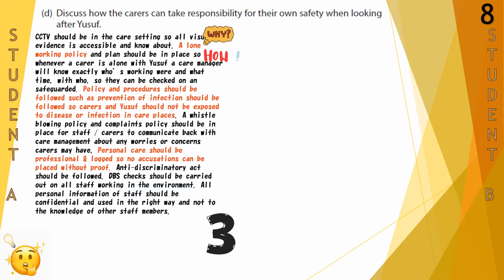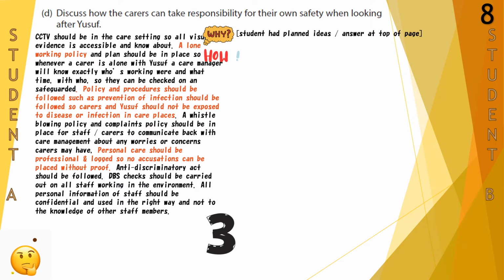And you can kind of see where those 3 marks have come from. Lone worker policy is mentioned. Prevention of infection is probably another key point. But again, it's focused on Yusuf and the carer. And then that last one, personal care should be logged to prevent accusations. So again, it's on the border of that safety, but not really fully developed.